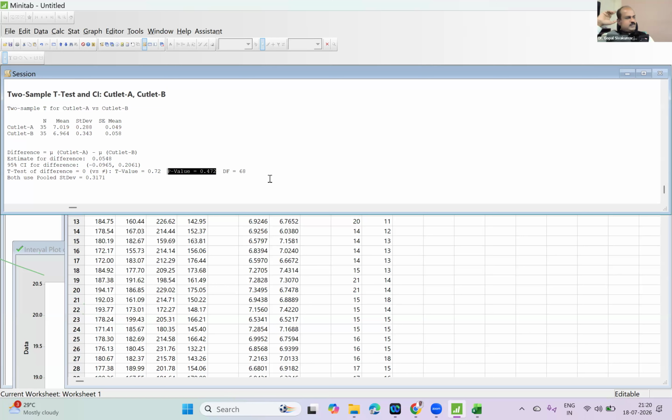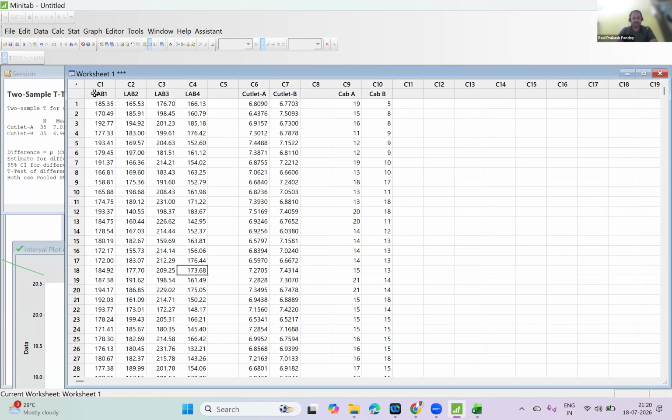You have to be very careful, all of you. You should not get confused. Since p-value is more than 0.05, fail to reject null. That means there is no difference in the cutlet diameter produced by two machines. Whether you use machine 1 or machine 2, the diameter is going to be the same. Statistically the same. That is the meaning. Clear, all of you? Yes.